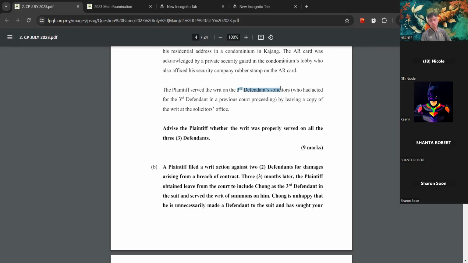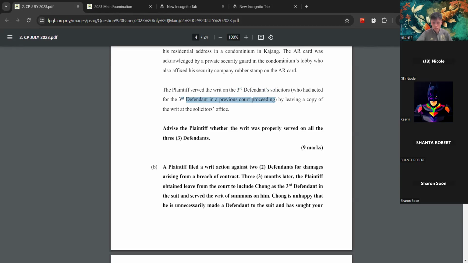Now, the third one is to the defendant solicitor. Order 10 Rule 1 Sub 2 says the solicitor can accept on behalf if it was endorsed in the writ that they will accept service of the writ. But the question here is the solicitor acted for the third defendant in the previous court proceeding. This is a very tricky part because as of now, we are not sure whether the solicitor has discharged themselves as the third defendant's solicitor in the current proceeding.